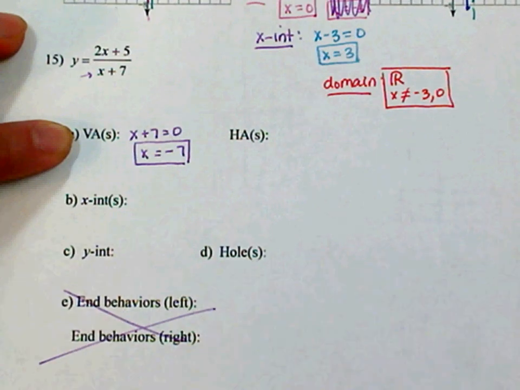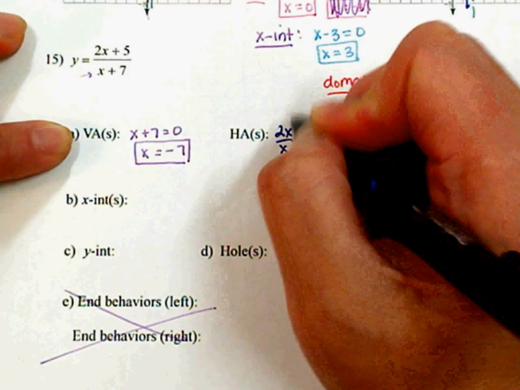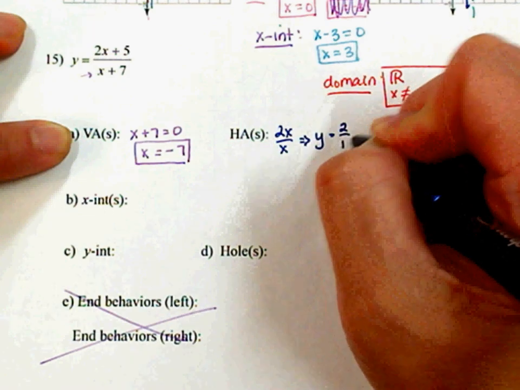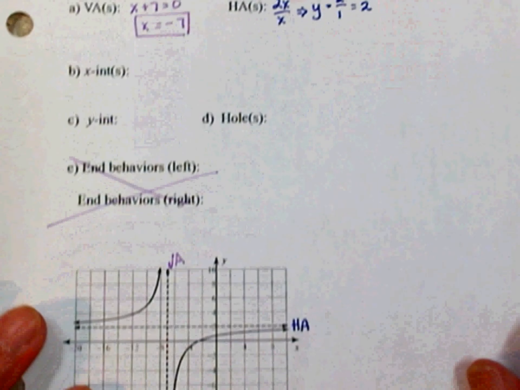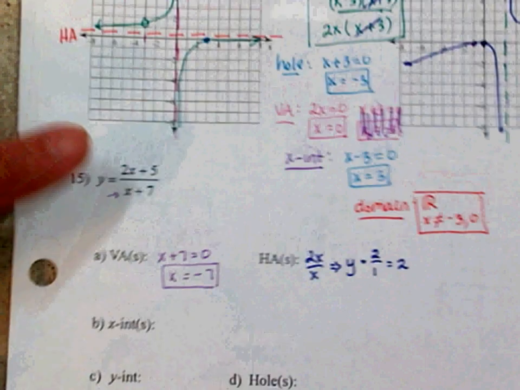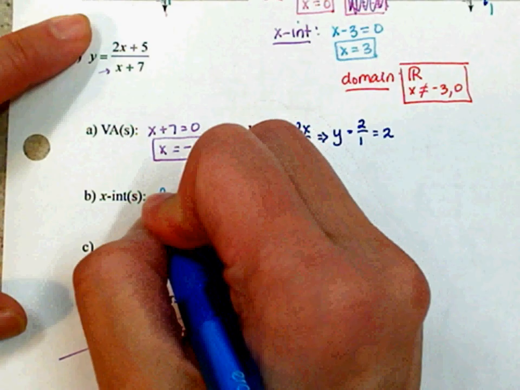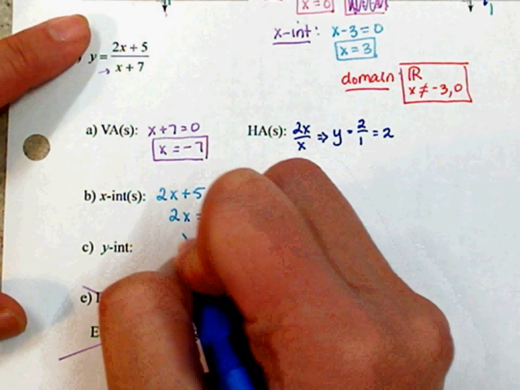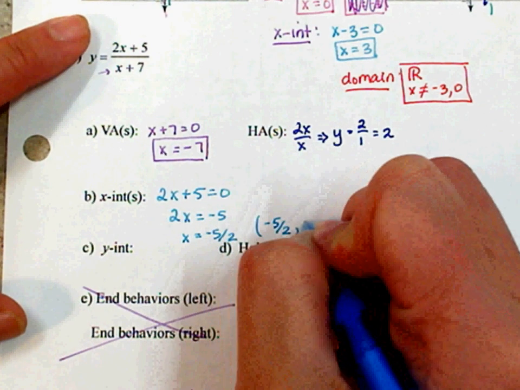Horizontal asymptote. It is 2x over x, so they are exactly the same. So y is 2 over 1, which is 2. There's your horizontal asymptote when you look at it. You see it? All right, x-intercept is going to be your numerator. Let's look at your numerator. So it'd be 2x plus 5, set that equal to 0. Subtract 5, divide by 2. So the x-intercept is negative 5 over 2, comma, 0.